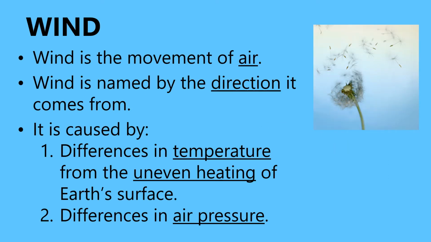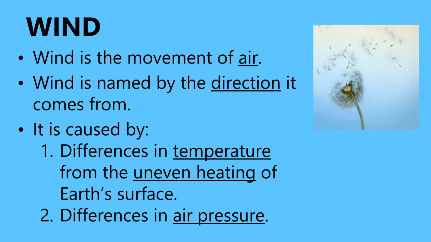So let's go through and get a little background information first. Wind is actually just the movement of air. Wind is always named for the direction that it comes from. So if it's coming from the east, it would be called an easterly. If it's coming from the beach, it would be called a beach breeze. If it was coming from a car, it'd be called a car breeze. If it was coming from a tree, it would be called a tree breeze. It's always named from where it's coming from.